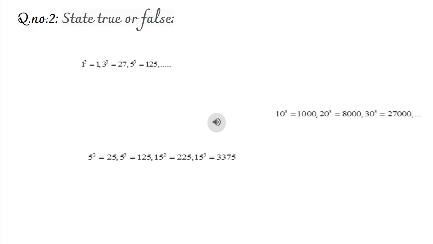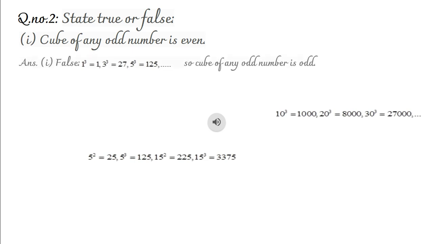The first statement is: cube of any odd number is even. Is it right? No. The answer is false, because the cube of any odd number is odd, isn't it? The cube of any even number is even. For example, 1 cube is equal to 1, and 1 is odd. 3 cube is equal to 27, and 27 is an odd number. 5 cube is equal to 125, etc. So the cube of any odd number is odd. So the answer is false.